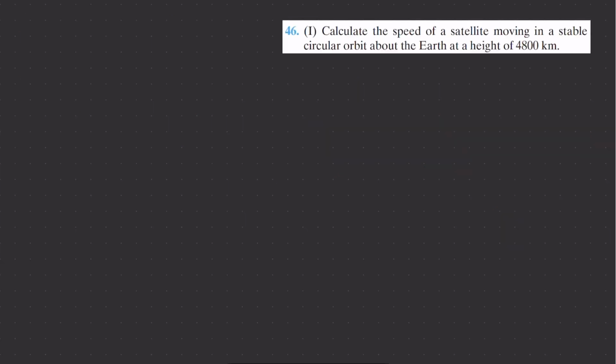Very similar to the previous problem, the second problem in our 5-5 practice set says: calculate the speed of a satellite moving in a stable circular orbit about the Earth at a height of 4,800 kilometers. Now, again, the height above the surface of Earth doesn't tell us everything we need to know. We also need to add the radius of Earth in order to find the radial distance between the center of the Earth and our satellite.